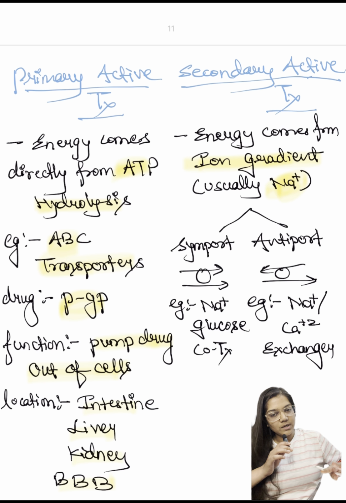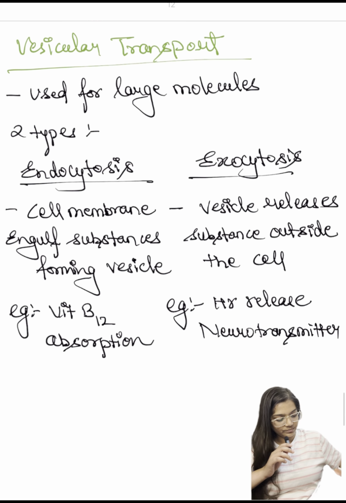Now the secondary active transport is again of 2 types, that is the symport and the antiport. Example of symport is sodium glucose co-transporter, meaning both are sent across the cell membrane together. Antiport means they are sent in different directions. Example is sodium calcium exchanger.